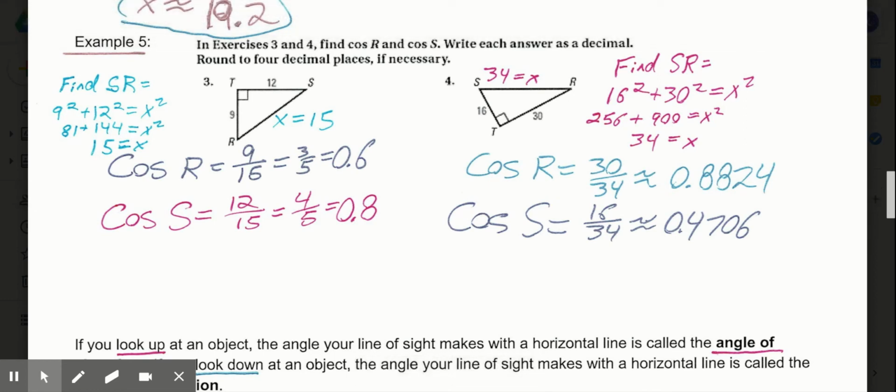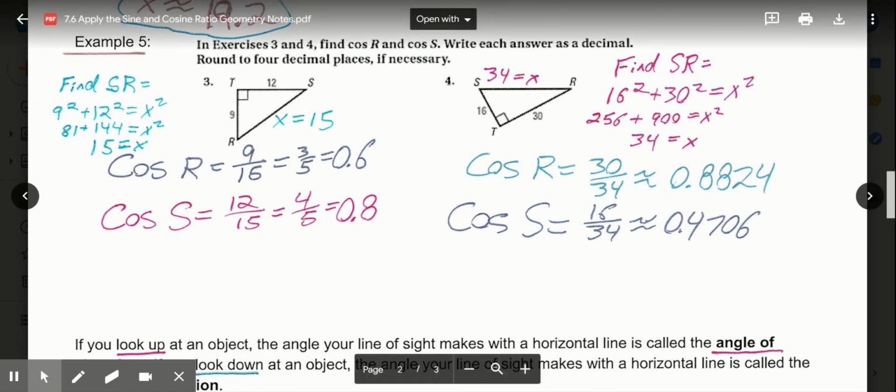So now the cosine of r would be 30 over 34, and the cosine of s is 16 over 34. And again, to get the decimals, plug it into a calculator, top divided by bottom.